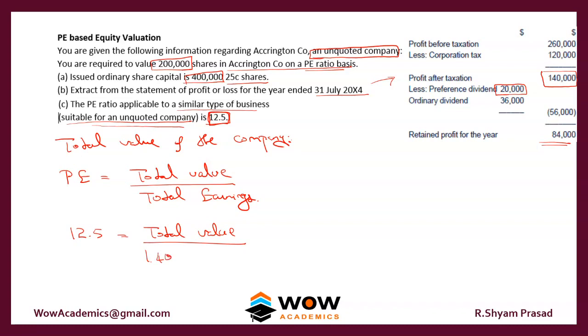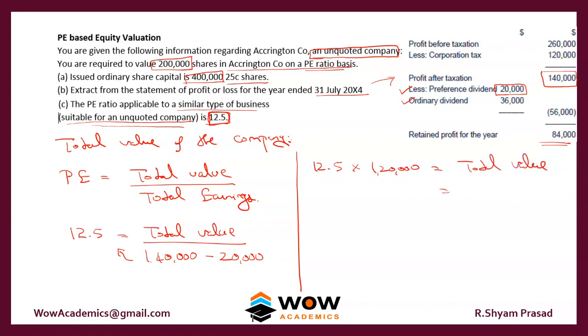So 1,40,000 is for both the preference shareholder and the ordinary shareholder. But when you deduct the 20,000, the remaining 1,20,000 is only for the equity shareholder. So we'll solve the balance problem here. 12.5 into this number will go here. So it becomes 1,20,000. So that will be the total value of the company.